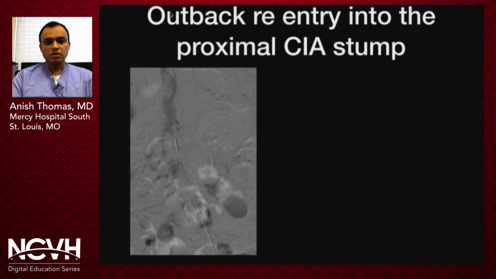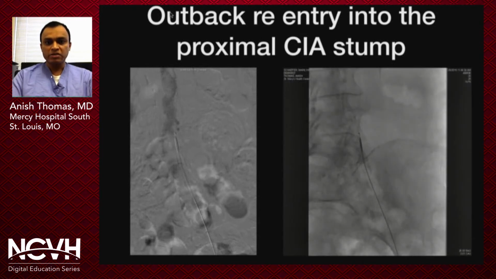In this case, when you want to reenter, we had a proximal stump of the common iliac artery, and you want to try and enter into this proximal stump rather than into the aorta. We were quite easily able to do this using an Outback catheter, as you can see over here. From here, it became fairly simple.